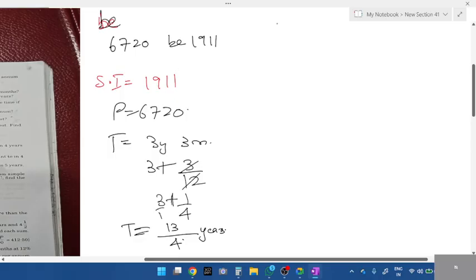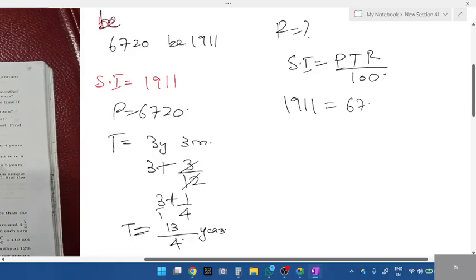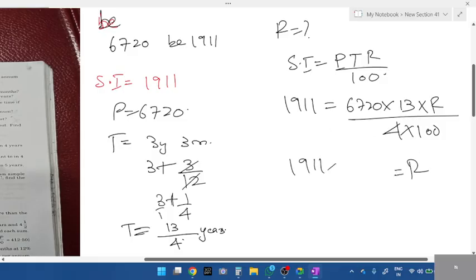Now look here. We need to find the rate, students. Same formula. What is the rate formula? Simple interest is equal to PTR by 100. What is simple interest? 1911. What is principal? Principal 6720. Time period. What is time period? 13 by 4 into rate. Isn't it easy to solve this question? Rate is 1911 into 4 into 100 divided by 6720 into 13. Make a note of this. Complete it later, students. Calculate later.